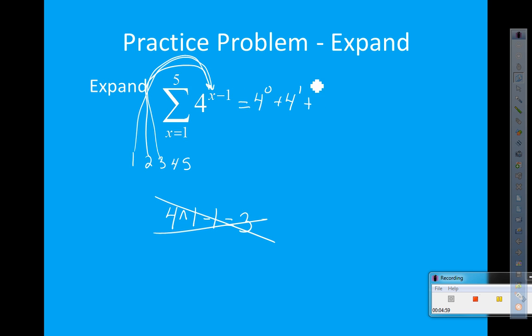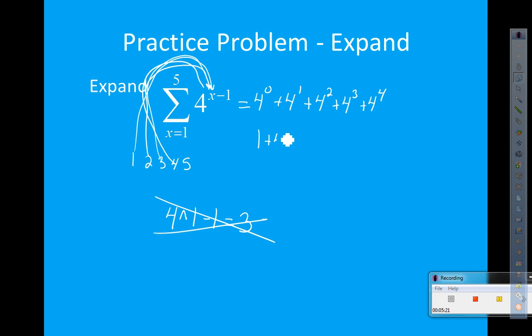3 minus 1 is 2, so I've got a 4 squared. Plug in a 4. 4 minus 1 is 3, so I got a 4 to the third, and then a 4 to the fourth. What would be in your best interest is to write them down first. Now grab your calculator. 4 to the 0 is 1.